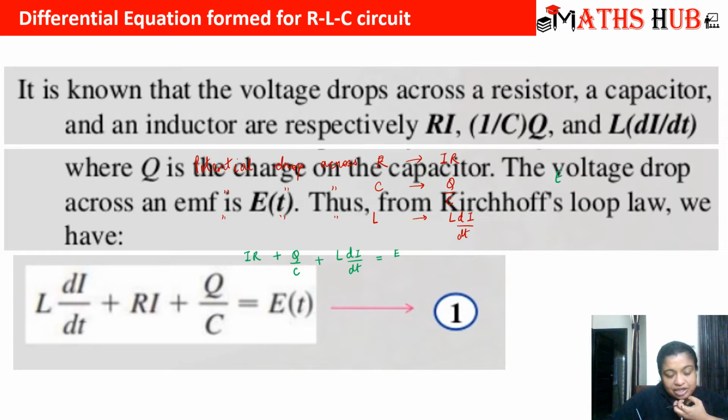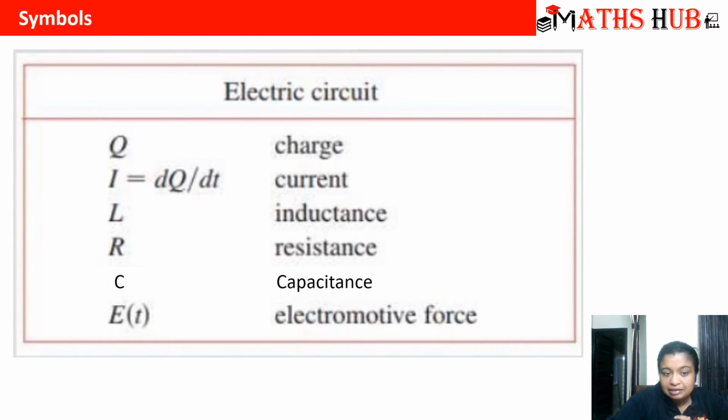Now, do we have a relationship between the current flowing through the circuit and the charge? Yes. What is that relationship? The relationship is I is equal to dQ by dt, right?